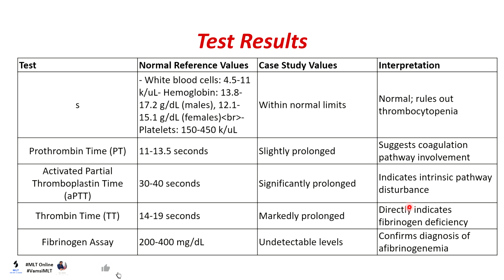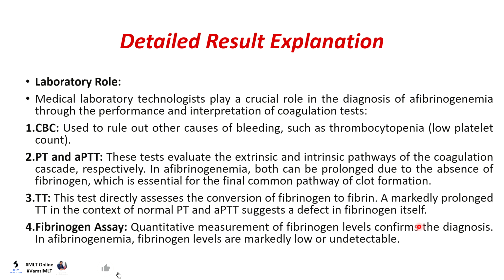That means in this patient intrinsic pathway disturbance has been found, coagulation pathway involvement found, and a slightly decreased platelet count has been found. Whereas thrombin time normal is 14 to 19 seconds, but it is markedly increased, directly indicating fibrinogen deficiency. And the fibrinogen assay has directly confirmed the diagnosis of afibrinogenemia.